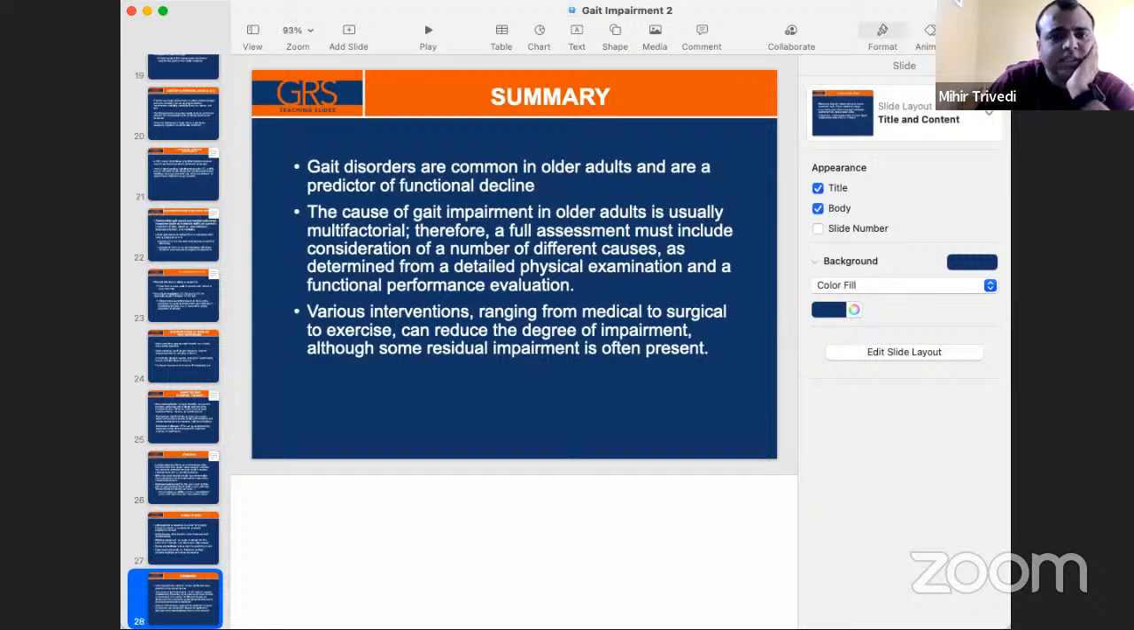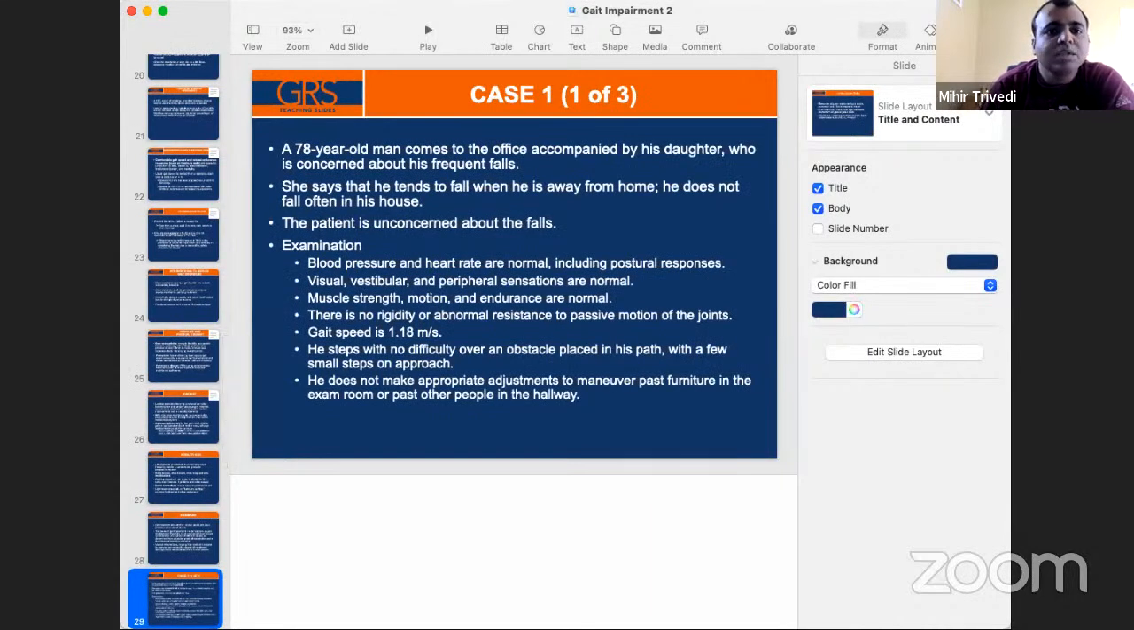So full assessment must include consideration of a number of different causes, like determining the detailed physical examination and the functional performance evaluation. Various interventions, ranging from medical to surgical to exercise, can reduce the degree of impairment, although some residual impairment is often present. So here's some case scenarios.